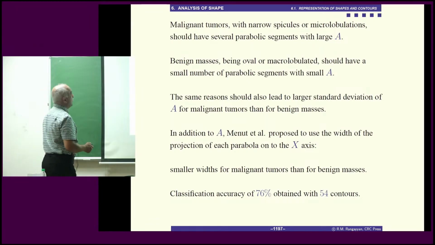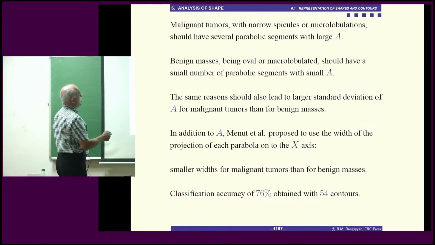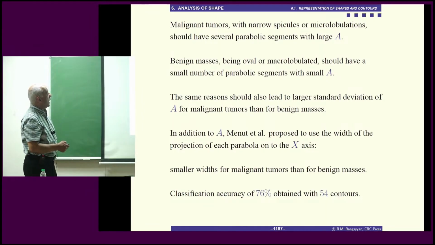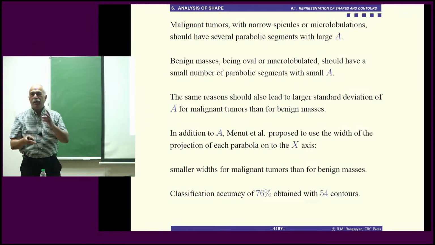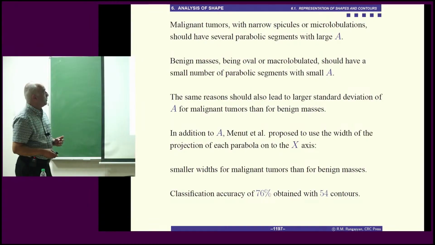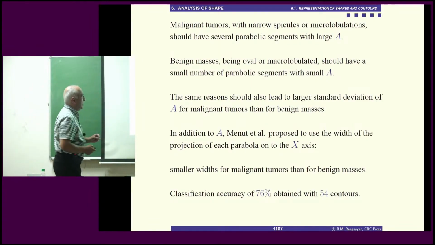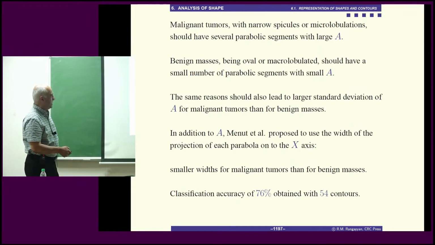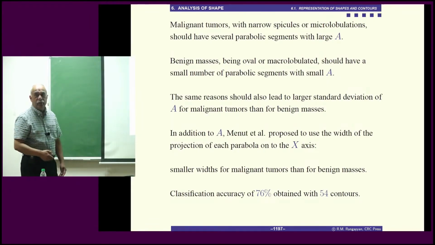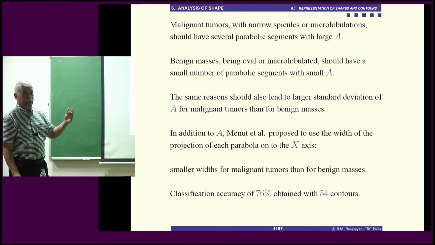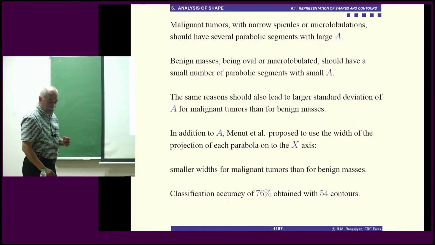So benign masses being oval or macrolobulated should have a small number of parabolic segments with small a. And larger standard deviation of A for malignant tumors. There are multiple parabolas with various values. So we use these statistics of the parameters, and we got 76% accuracy with 54 contours. Our database only had 54 contours at that time. Later on, we expanded the database.